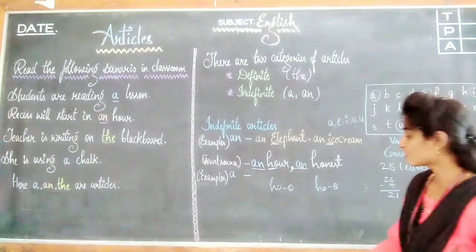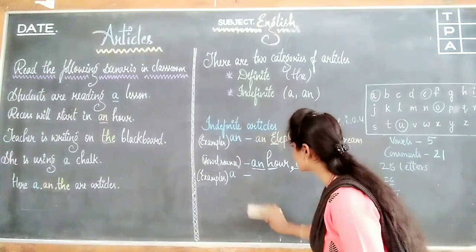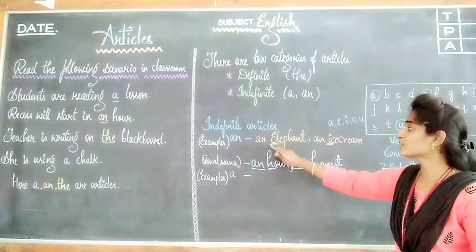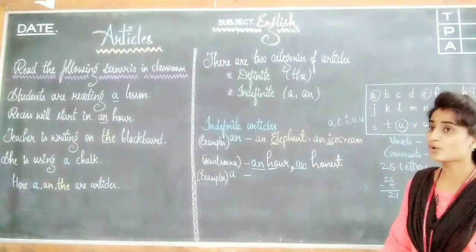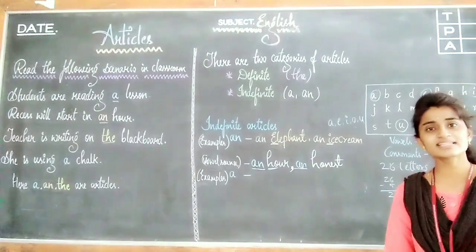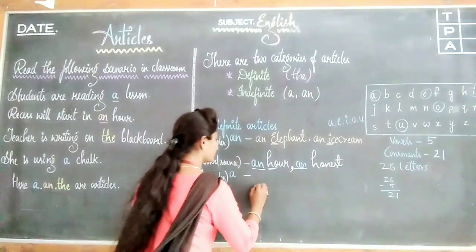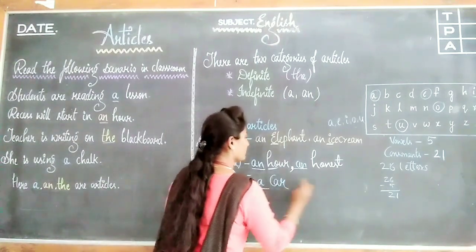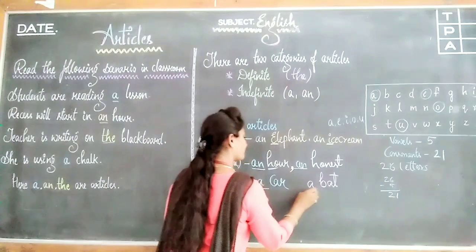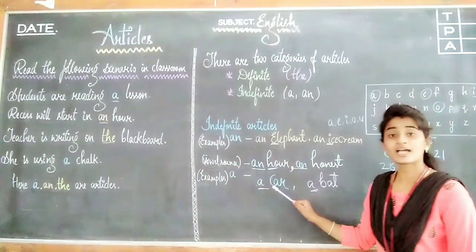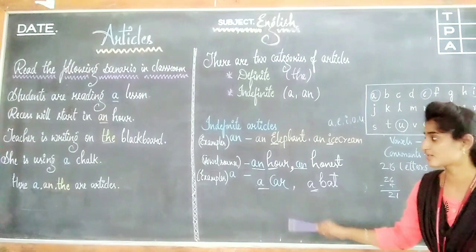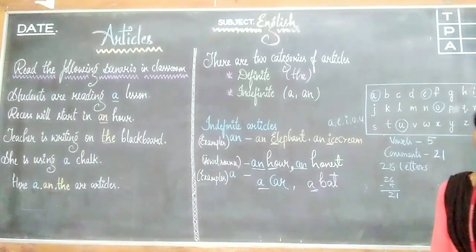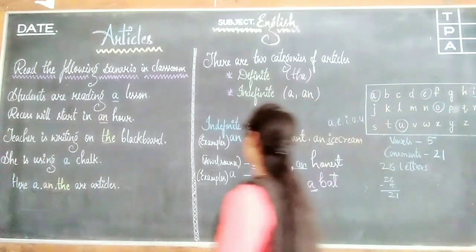No. So here also we are going to see some more examples. Here we have seen whenever the word starts with a vowel, we write an. Here also we are going to see some examples. So shall I take the example here? A car. A book. The words here start with a consonant, so we are using the article a. But in this case also we got some exceptions.